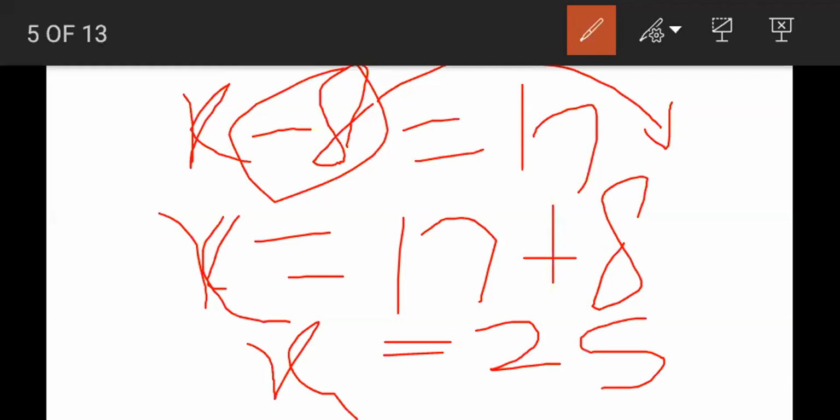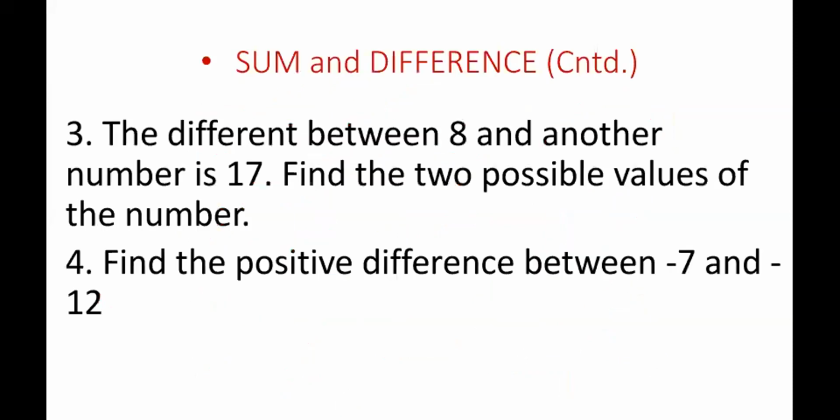Therefore, our answers are what and what? 25 and what? First answer we got, minus 9. So the two values are 25 and minus 9. That is the final answer. So we've done question number one.